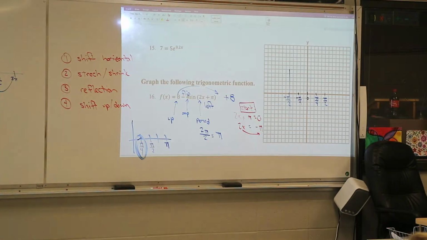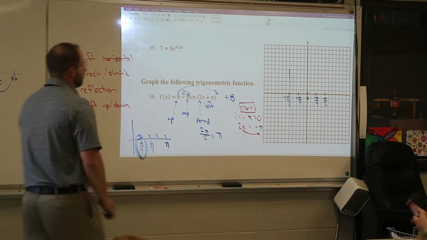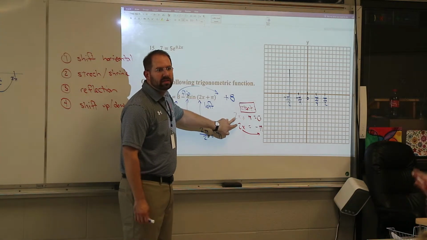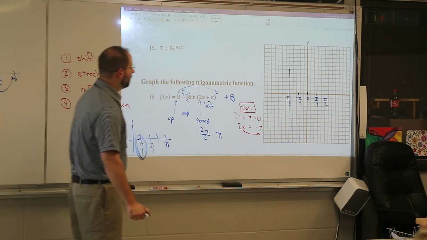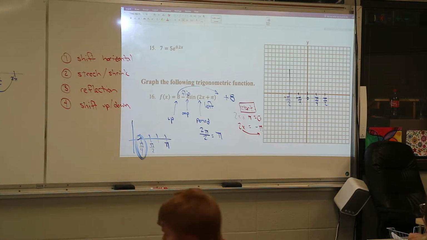How do you know where you're starting? You use this in the parentheses, set it equal to 0, and start there. This is how I knew where I'm starting. And then you take 2 pi, divide by what's in front of the x, and that helps me figure out what my spacing is.